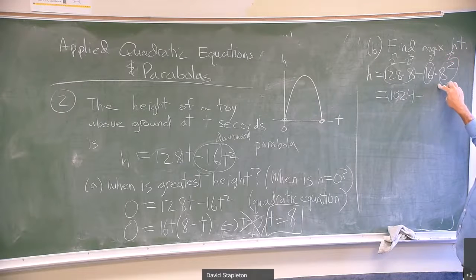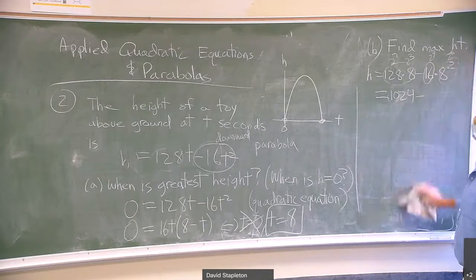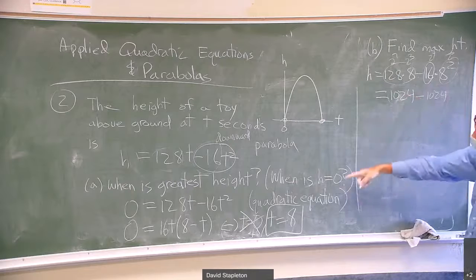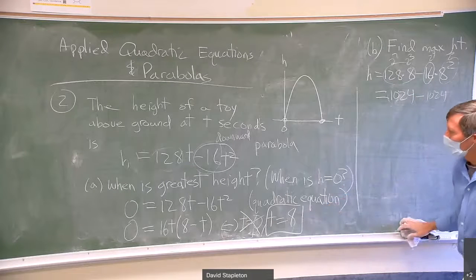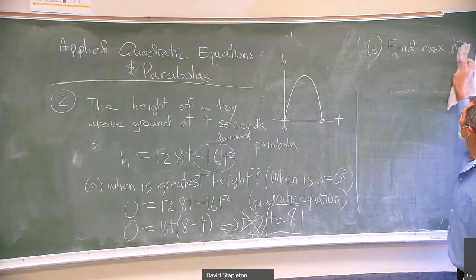I'm sorry, I didn't get maximum height here. I'm going to get the impact. I'm going to get impact at 0. My apologies. 1,024 minus 1,024 is 0. I put in the greatest height time, and sure enough, I found the height was 0. Sorry about that. Find the maximum height.